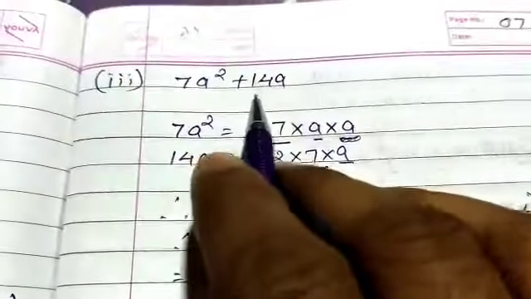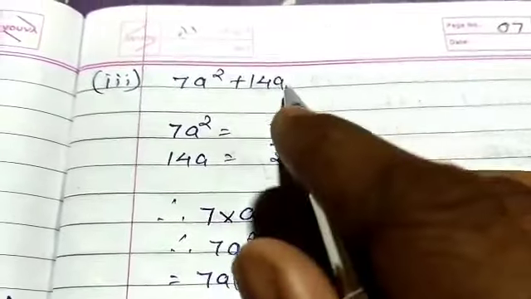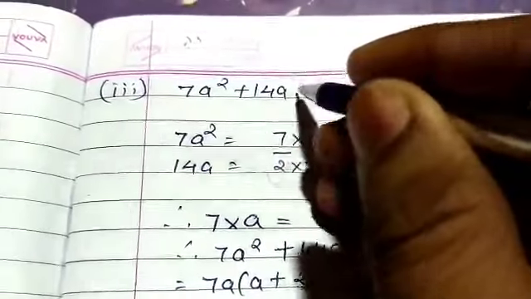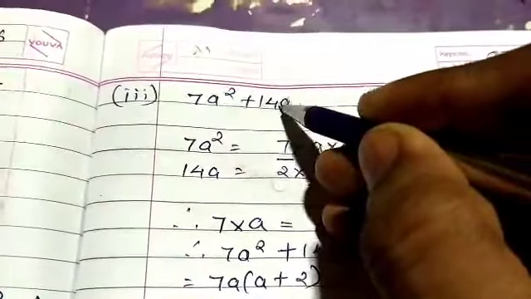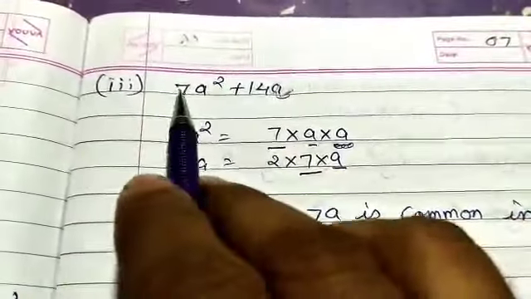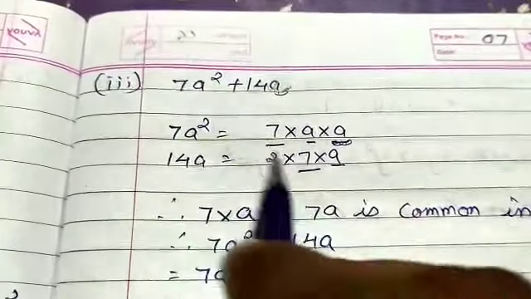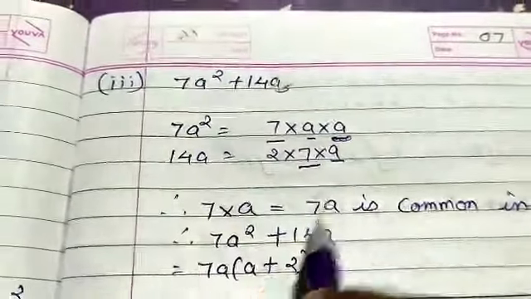Now the next one is 7a square plus 14a. Now dear student, here it is 14a. What is common? As we all know, now we can easily directly solve the sum. So we can directly write down that 7 is common and a is common. So 7a in bracket a plus 2. So how to solve such?